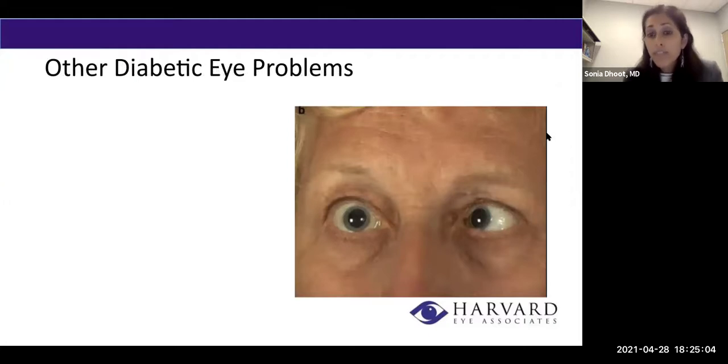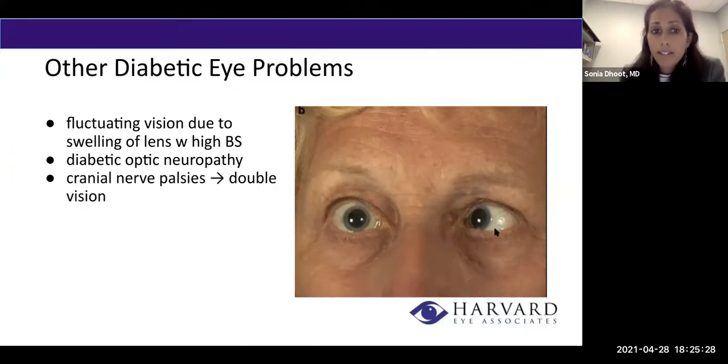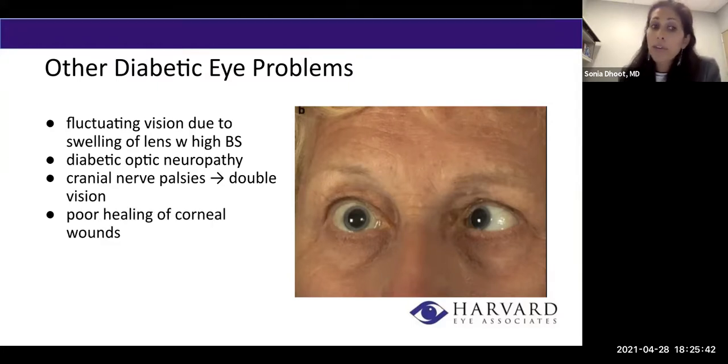I'm going to touch very briefly, before I open it up to more questions, on a couple of other eye things that can happen with diabetics that are not in the retina. Sometimes you can get fluctuating vision due to swelling of your lens with high blood sugars. You can get damage to your optic nerve, or diabetic optic neuropathy. You can get cranial nerve palsies, which can cause double vision. So basically the nerves that control our eye muscle movements can get damaged from diabetes and cause double vision, and that's something that we would have to work up as well. And if you have corneal surgery, we know that diabetics don't heal as well as patients who are not diabetic.